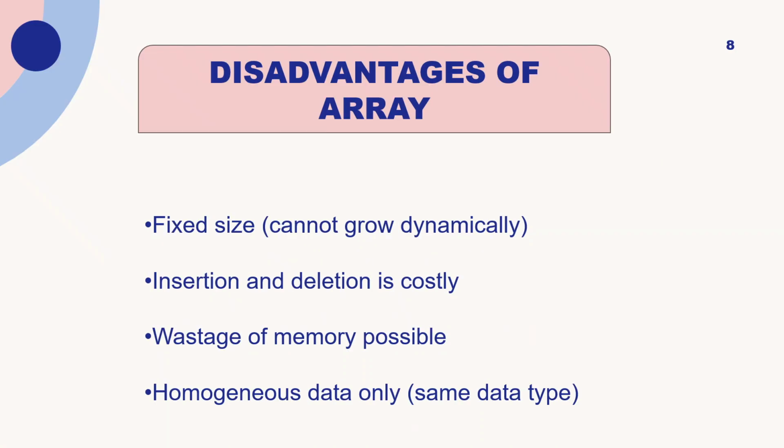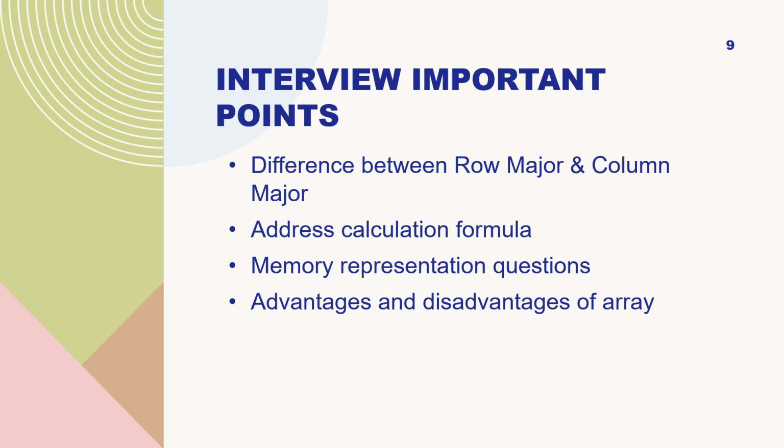Another disadvantage is wastage of memory. If we declare a large array but use only a few elements, the unused memory remains wasted. The last disadvantage is that arrays can store only homogeneous data, which means all elements must be of the same data type. We cannot store different types of data in a single array. Because of this limitation, arrays are not always suitable for dynamic data handling.